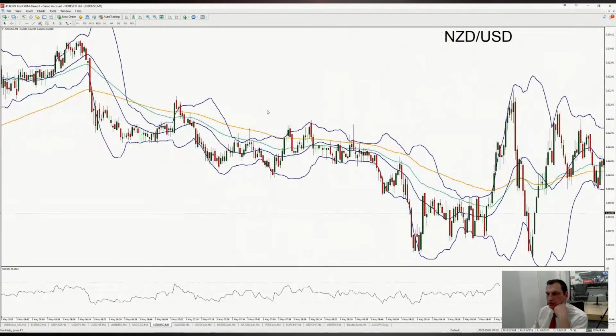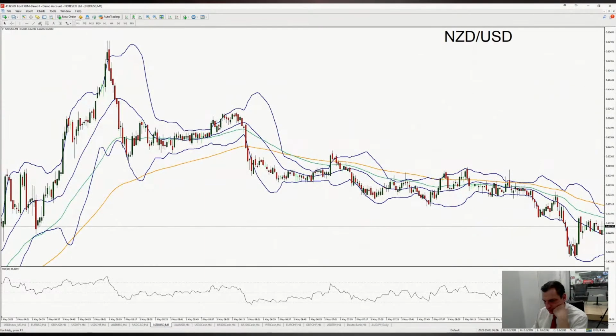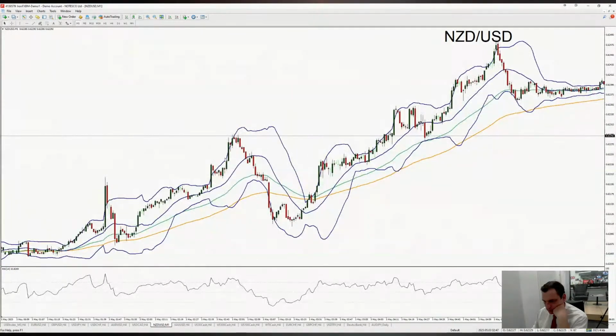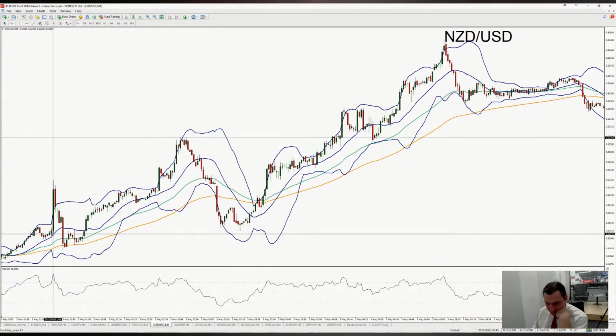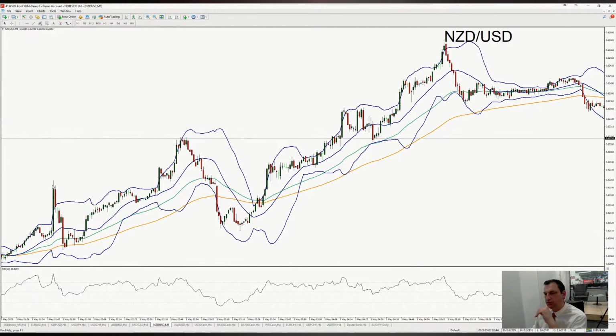We're in the minute chart. Let's go back to the moment of the release. Not much volatility here. There was some slight support for the Kiwi of around 10 pips, nothing much. But the data was solid.